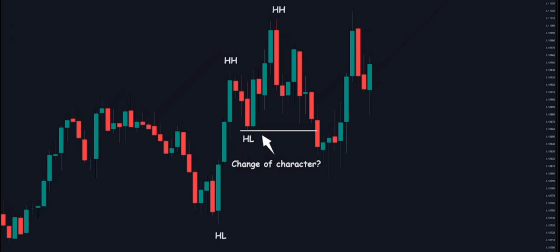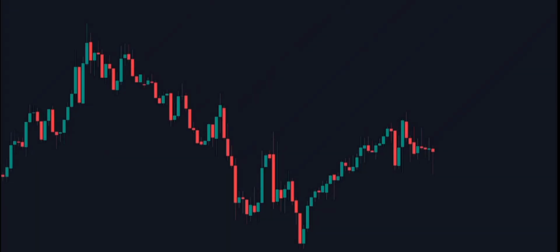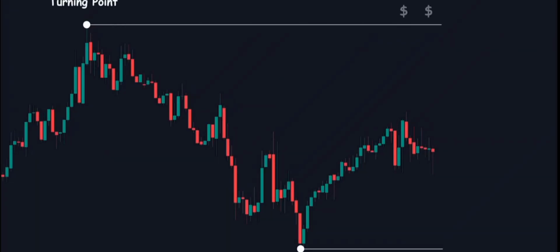Let's talk about the next key liquidity zone, turning points. Turning points are areas on the chart where the price shifts direction after a long-term trend. These levels are often viewed by the market as overbought or oversold, which increases the likelihood of a price reaction when revisited. They hold significant liquidity because they attract attention from both retail and institutional traders.